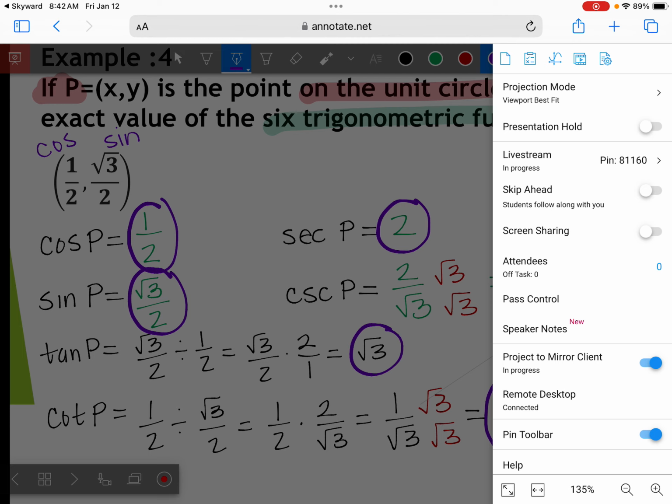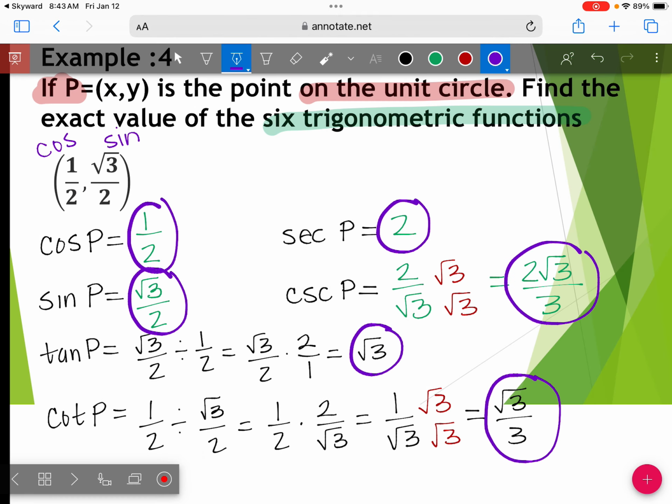So you can go ahead and check. For the cosine, you should have 1/2. For sine, √3/2. For secant, you should have 2. For cosecant, 2√3/3. For tangent, it's the square root of 3. And for cotangent, it's the square root of 3 over 3. All right, who got at least 4 right? Good.